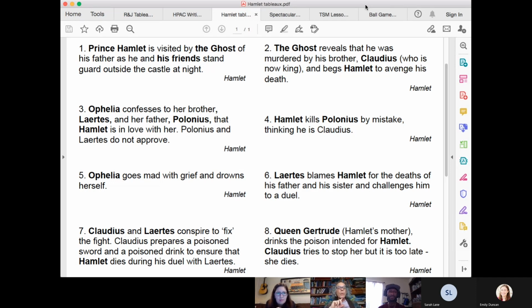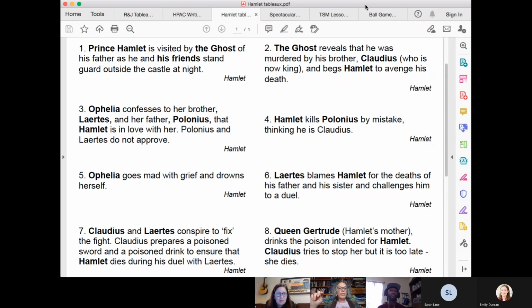Prince Hamlet is visited by the ghost of his father, and he and his friends stand guard outside the castle at night. So then I would read number 2, right? Yeah. The ghost reveals that he was murdered by his brother Claudius, who is now king, and begs Hamlet to avenge his death.